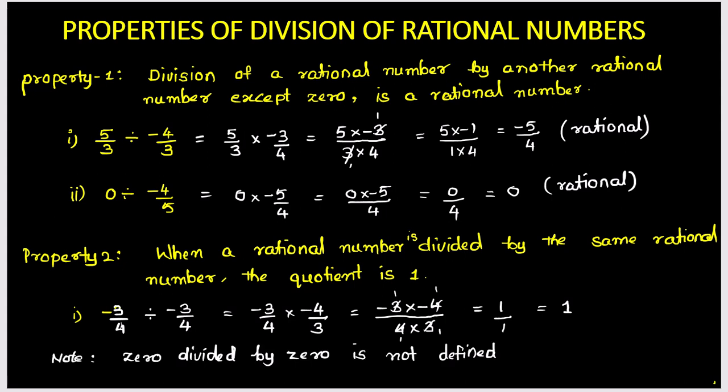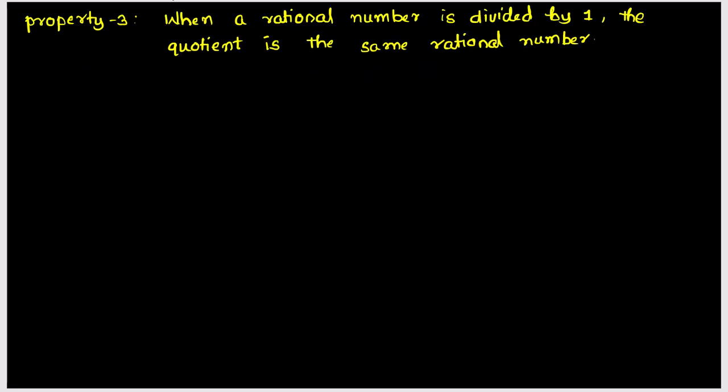So that we can write as a note that 0 divided by 0 is not defined. Now let us see property 3, children. When a rational number is divided by 1, the quotient is the same rational number.